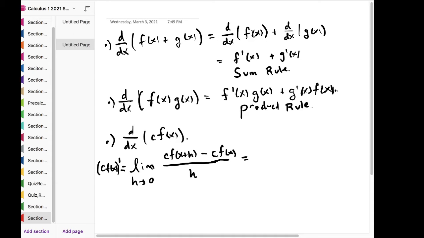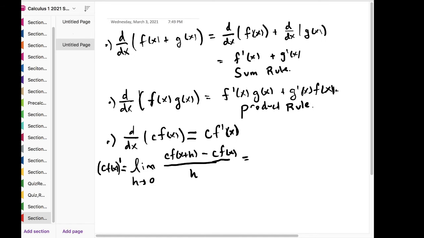So there was a good guess in the chat that this might be equal to c f prime of x. So knowing that, what do you think you need to do to this to get c f prime? Right now, it's not obvious that it's c f prime. What do you need to do to make it c f prime? Can you simplify this limit? Yes, you can factor out the c.